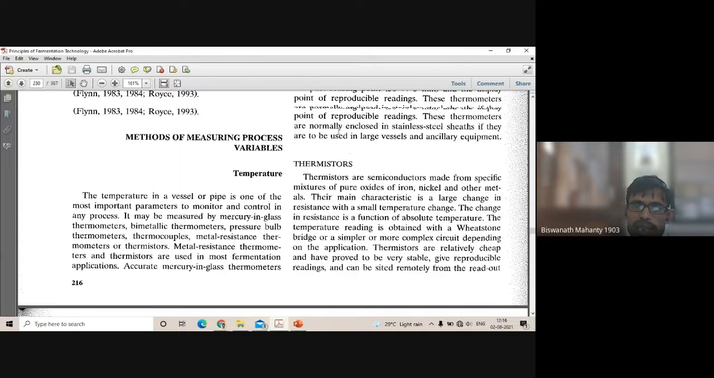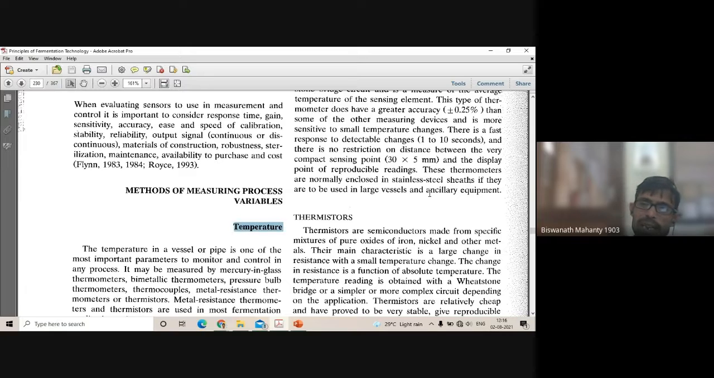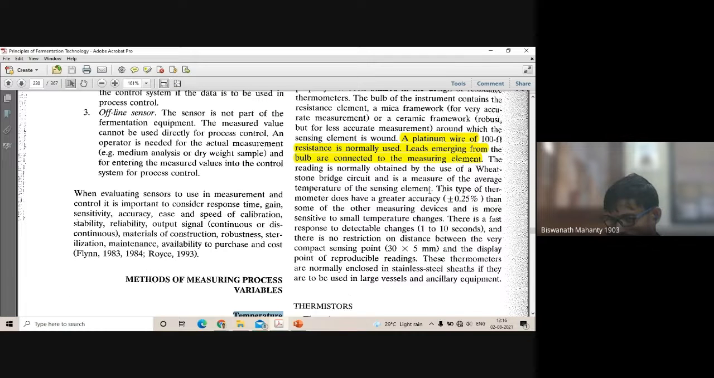The first thing you will be measuring is temperature. The most widely used is the thermocouple. So basically the thermometer itself contains a thermocouple, and depending on temperature, the conductivity of the material will change. So if I have a thermocouple inserted in our fermentation broth, and as the media gets hot or cold, the conductivity of this material will change.